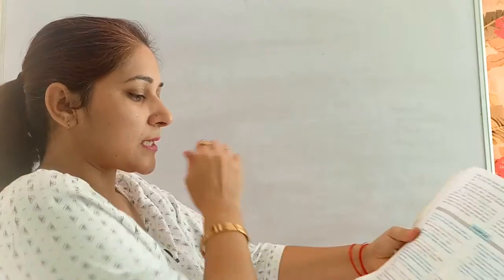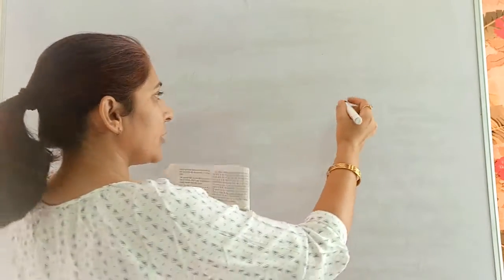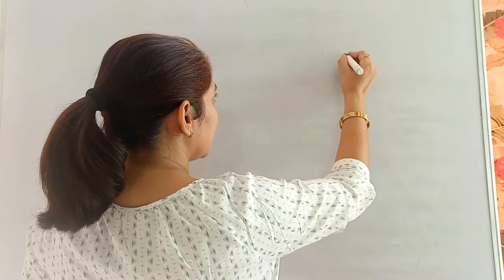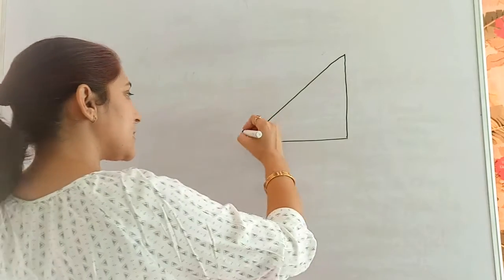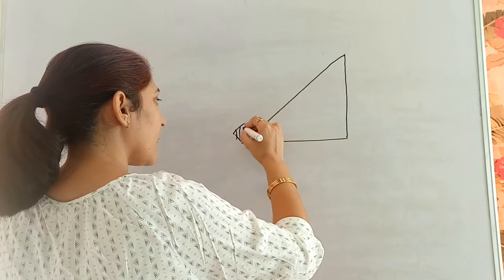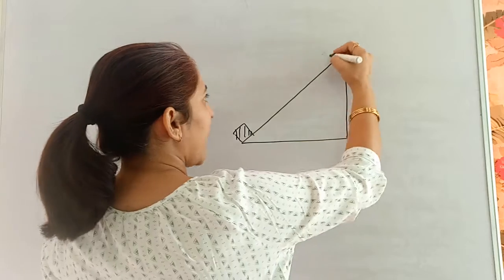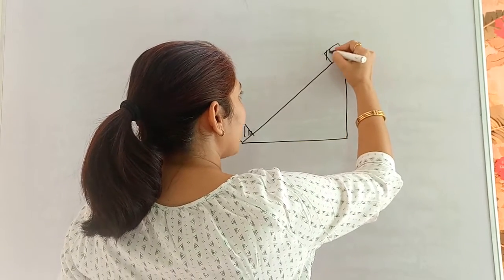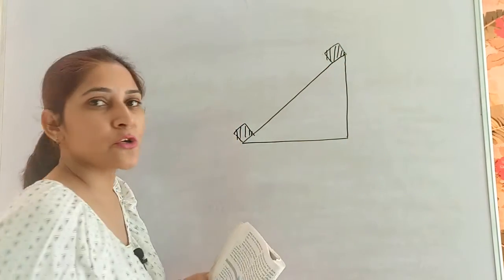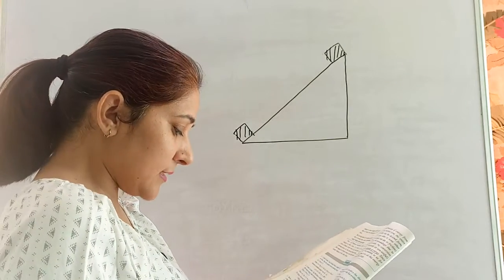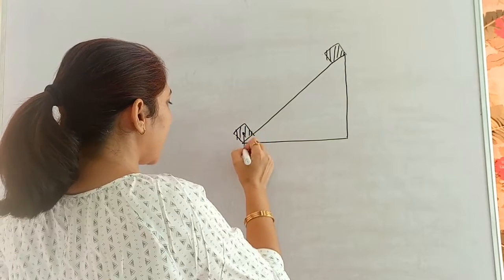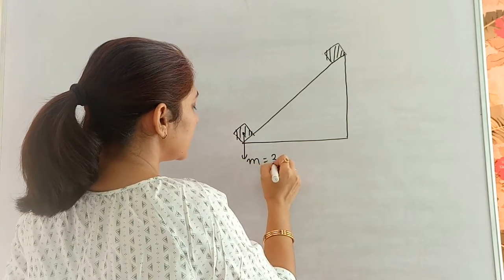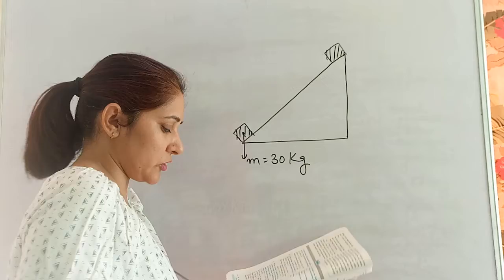Next question is: a block of mass 30 kg is pulled up a slope as shown in the figure. The figure is given to us and it is like this one. This is the block. It is pushed up and it reaches over here. After pushing, the block reaches over here. For this they are saying the mass of the block is 30 kg. The mass for this block is given as 30 kg. Fine.